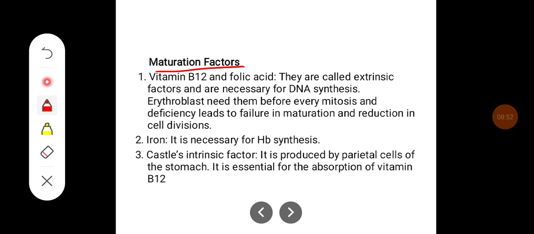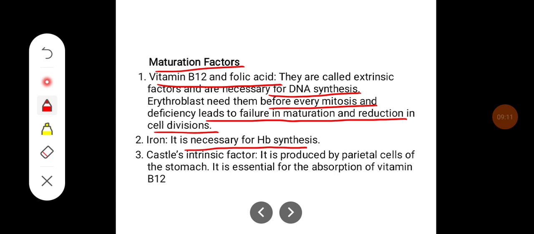Some of the maturation factors like vitamin B12 and folic acid, they're called as extrinsic factors and are necessary for DNA synthesis. Erythroblasts need them before every mitosis, and deficiency leads to failure of maturation and reduction in cell division. Iron is necessary for hemoglobin synthesis for the formation of the heme. Castle intrinsic factor is produced by parietal cells of the stomach, and it is essential for absorption of vitamin B12. Okay, it is also called as intrinsic factor.